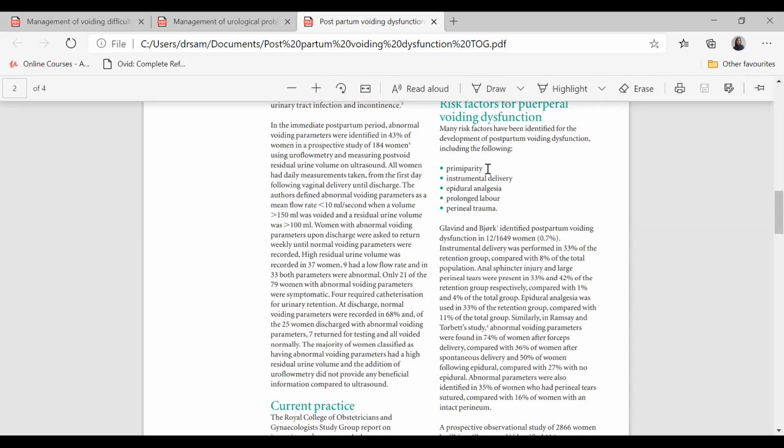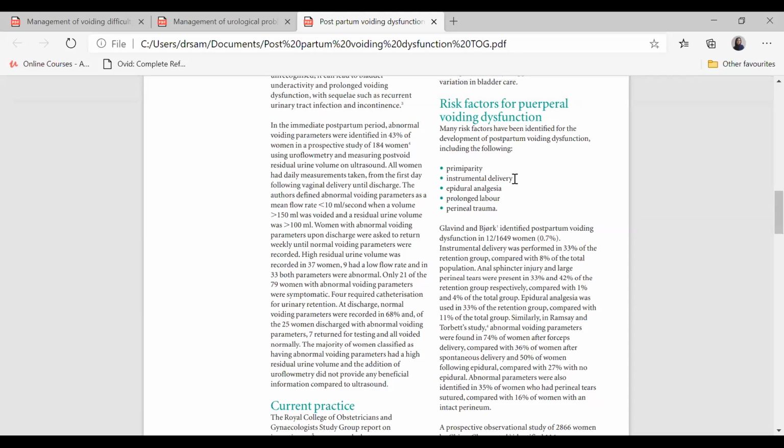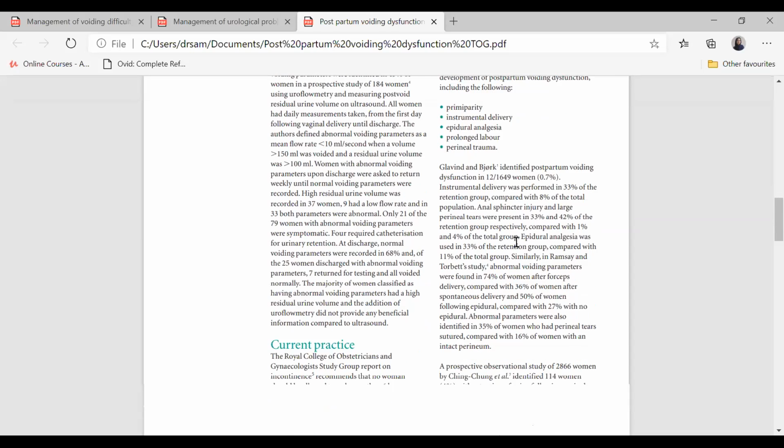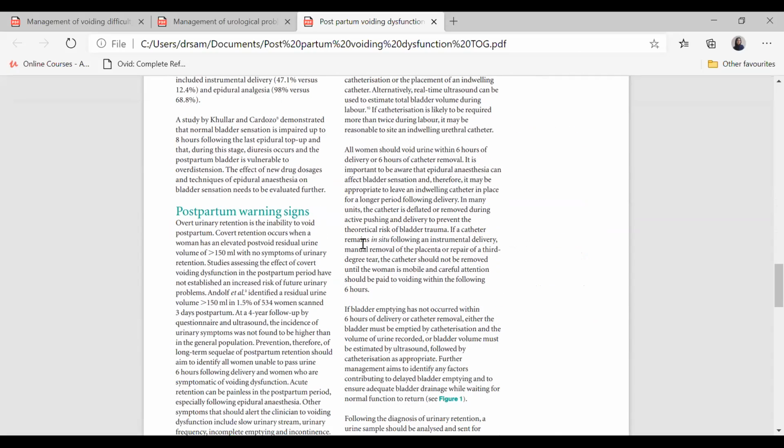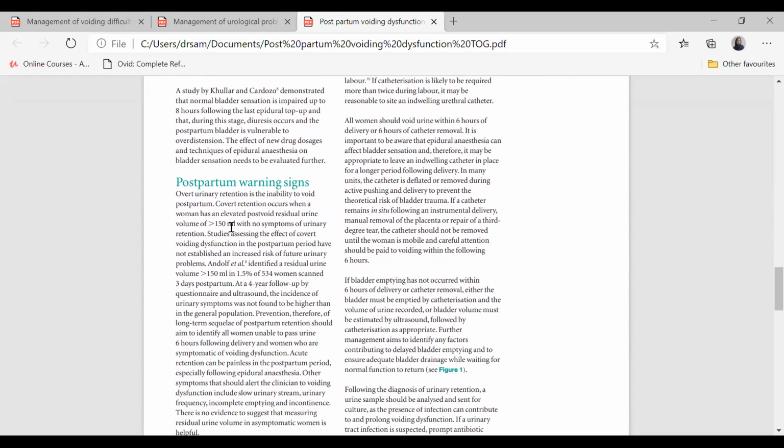So, gravida, how many gravida she is, and if it was instrumental delivery, epidural, prolonged labor, tears. Anyway, now come to this one.